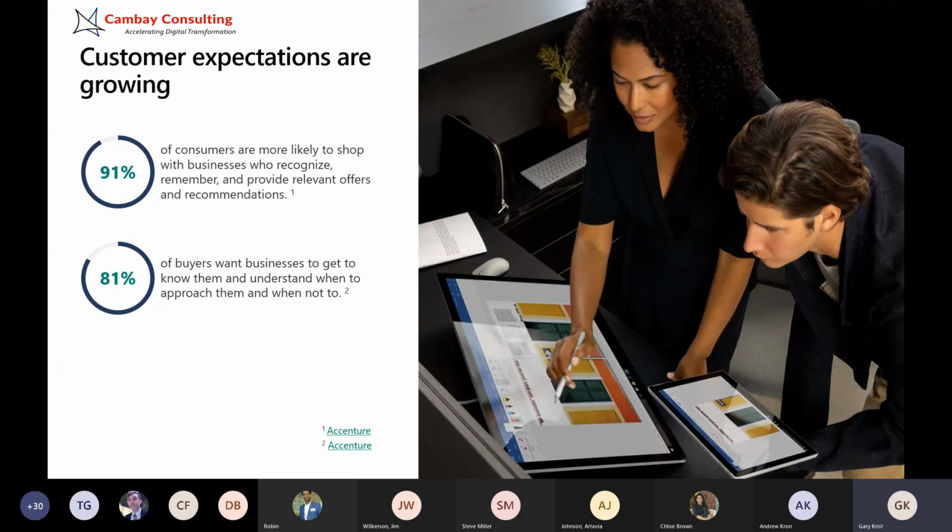And also 81% of buyers want businesses to get to know them and understand when to approach them and when not to. And again, similar to what we said before, if somebody buys a certain product on a quarterly basis, then maybe we can incent them to make sure they do because we have that trend and we can recognize it.